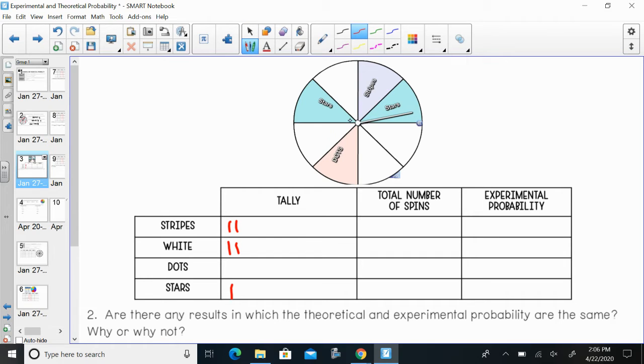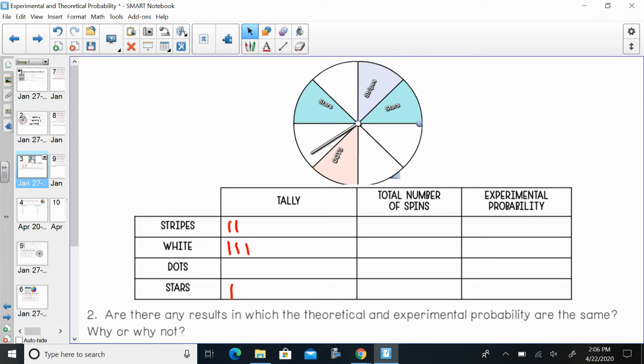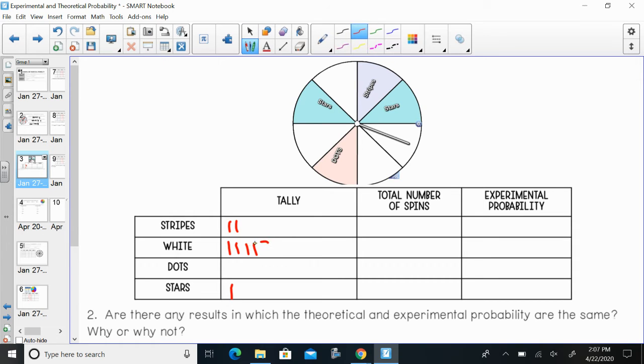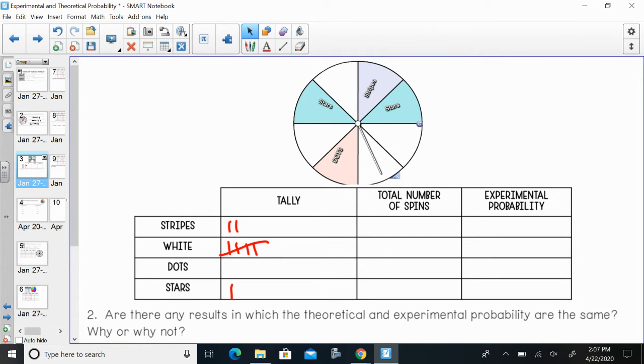Sixth spin, oopsies, there we go. I got another white space. Seventh spin, a white space. Eighth spin, white space. 10th spin, a star.